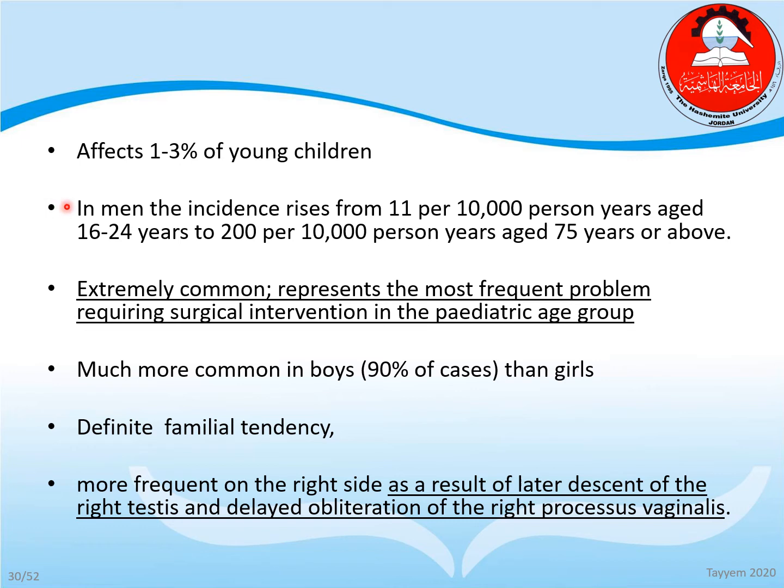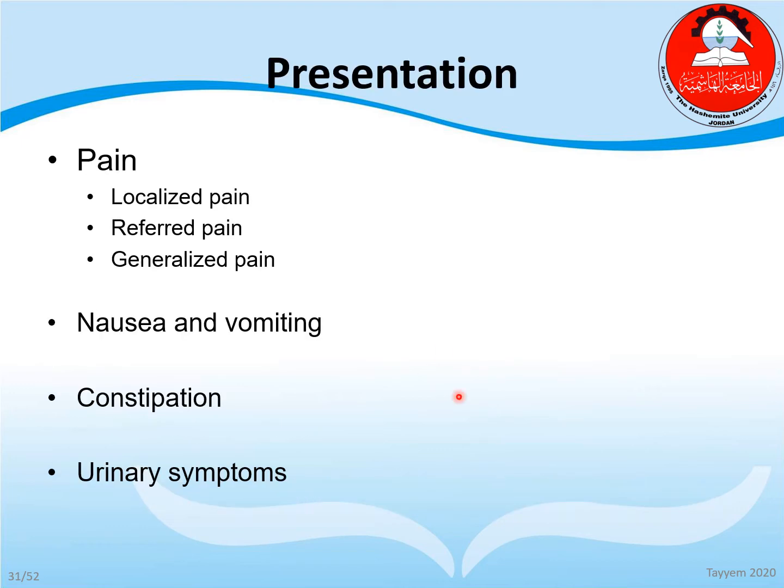As people become older, the risk of inguinal hernias becomes higher, and the main type is usually the direct type of hernia, and as we said, it is a very common cause for visiting the outpatient clinic in surgery. Again, it's commoner in males, and there is a definite familial tendency, and we mentioned that before.